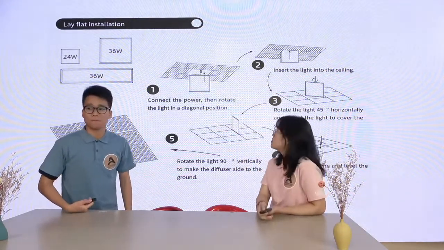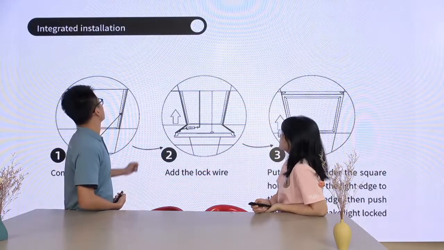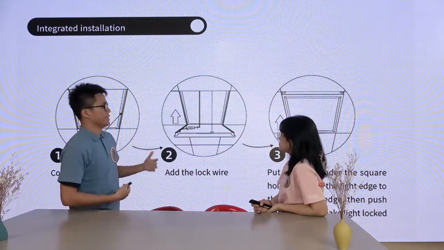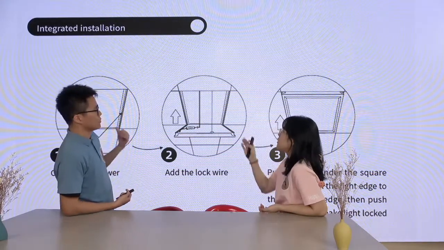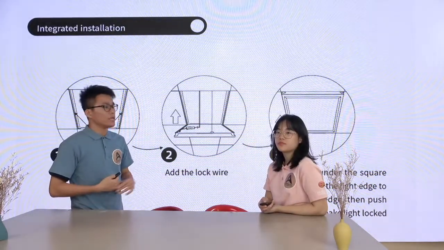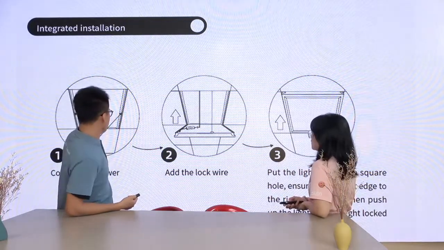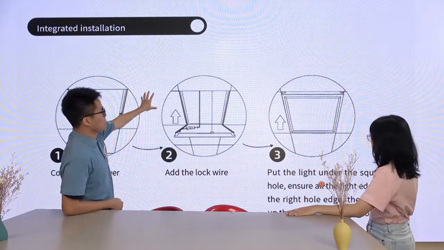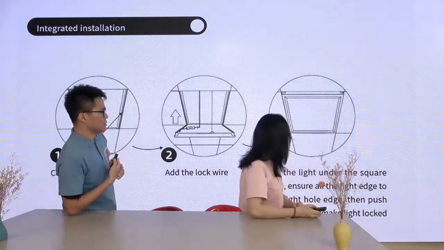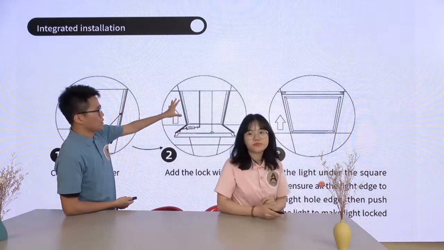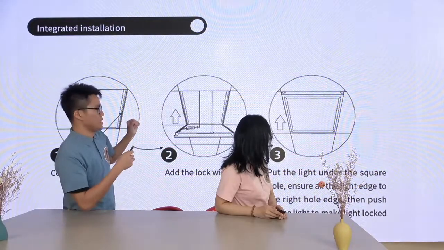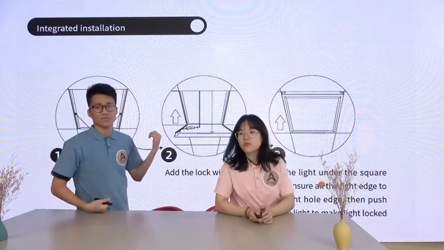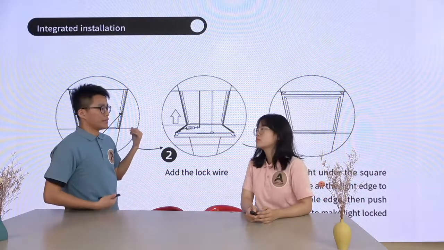Downward, yes, and we also have another installation way. This is the integrated installation way. It is similar to the lay flat installation way. It's also very easy. The most different thing is that the T-bar, the ceiling frame, is different. And here we need to make sure the panel light can match the edge in the wire hole. So this is another installation way.